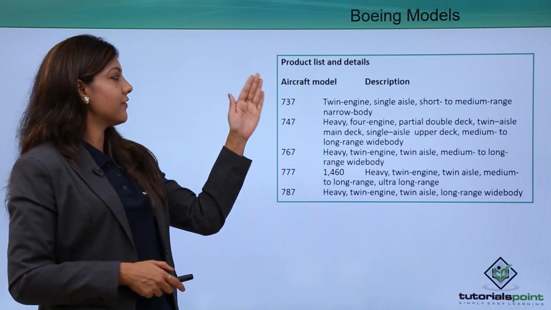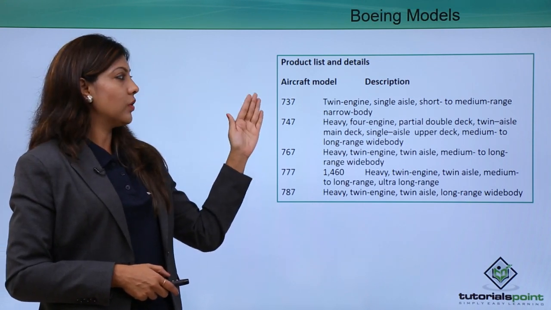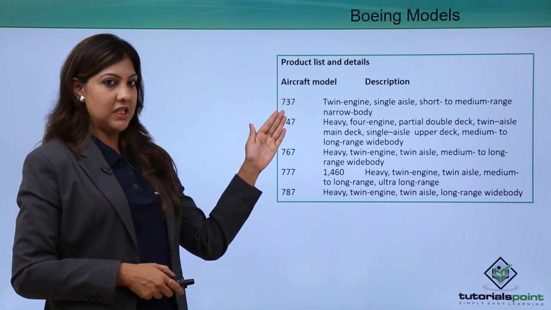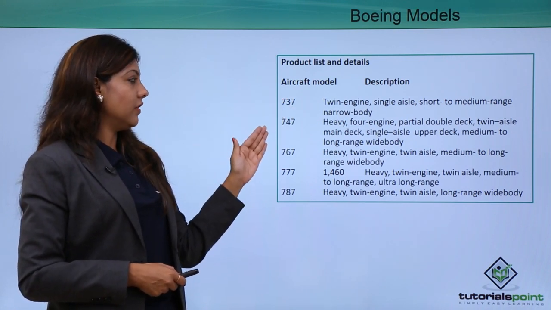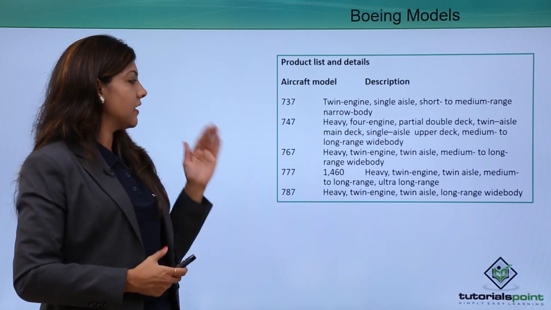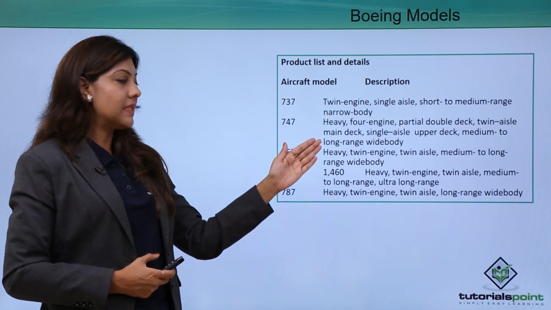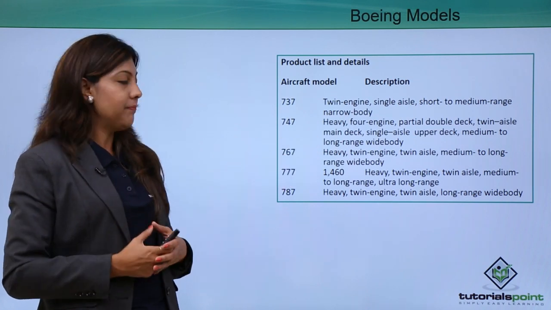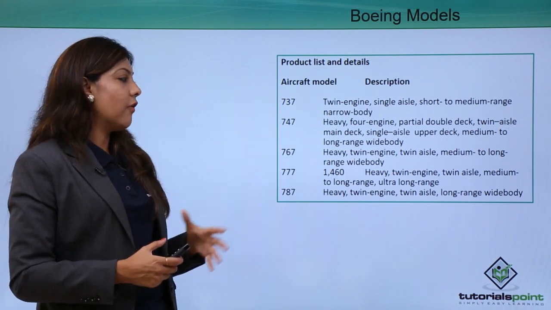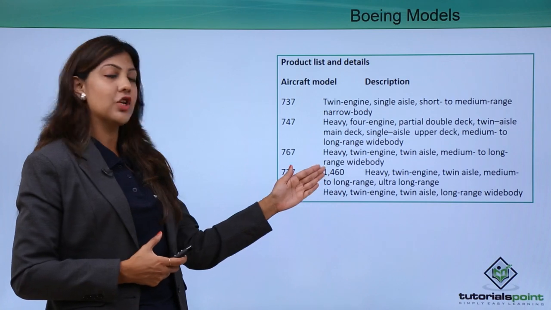So under the Boeing models, we have aircraft types, which is Boeing 737, which is a twin-engine, single-aisle, short to medium range, narrow body. Boeing 747 is again a heavy four-engine aircraft. 767 is a heavy twin-engine, twin-aisle, medium to long-range, wide body. And Boeing 777 is a very heavy twin-engine and twin-aisle, medium to long-range, or it can even go ultra-long-range.